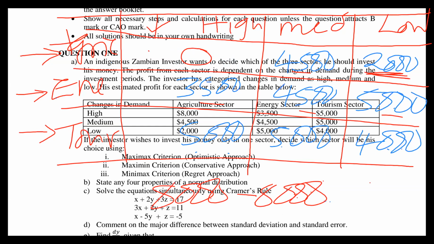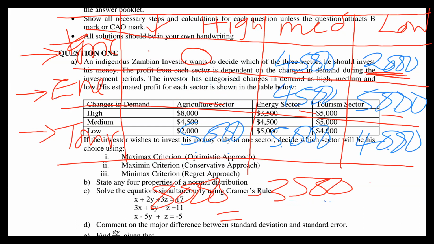Yes, sir. Then you continue with the same 8,000 from agriculture. You say 8,000 minus the payoff from energy, which is 3,500. What do we get? 4,500. Then 8,000 minus 5,000 for the last one, for tourism. What do we get? It is 3,000, right? Yes.